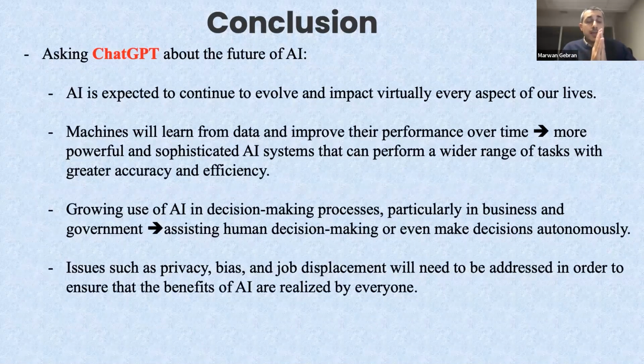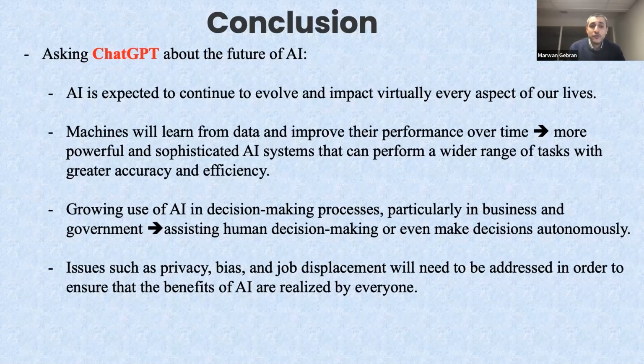Something I did yesterday: I had the idea of asking ChatGPT, which is the new famous AI search engine that you have on the web now, which is free, which is based purely on AI. I asked ChatGPT, what do you think about the future of AI? And here I put some of the results that I got. I think it's interesting to share this with you. One of them is that AI is expected to continue to evolve and impact virtually everything. So it's an AI that is telling me what it thinks about itself. So that's how you should think about it.